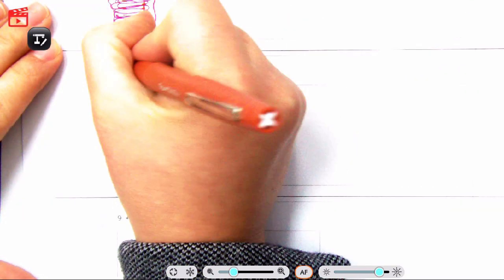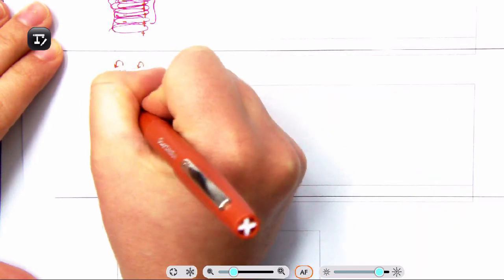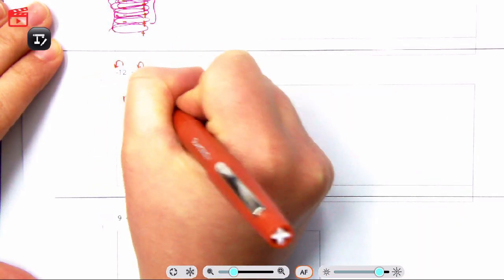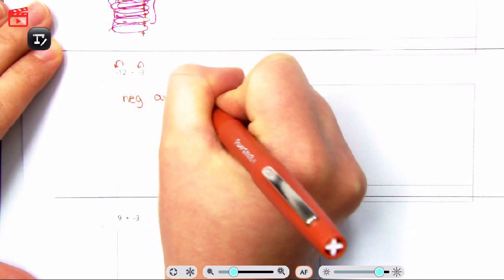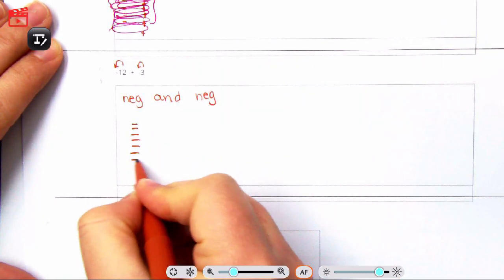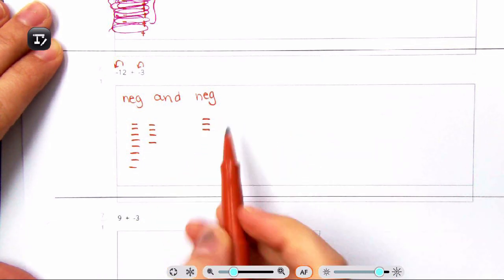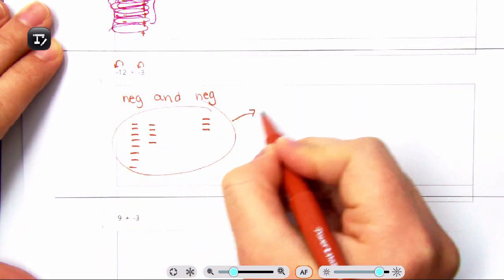Number 6 is asking 12 negatives and 3 negatives. Again, we are adding, so this is negative and negative. So if I have a negative 1, 2, 3, 4, 5, 6, 7, 8, 9, 10, 11, 12, and I have negative 3, notice there are no zero pairs.